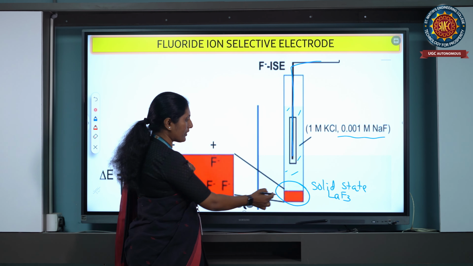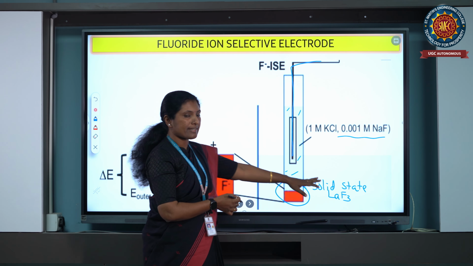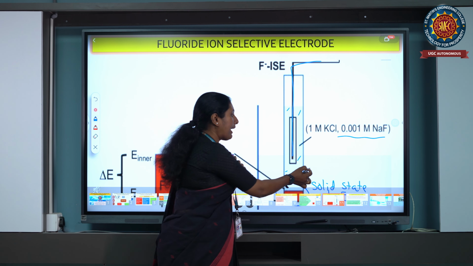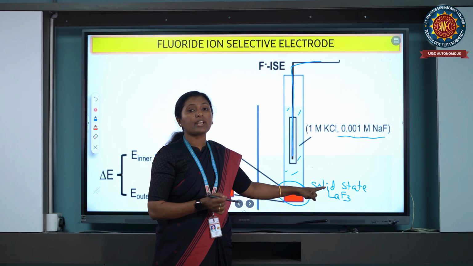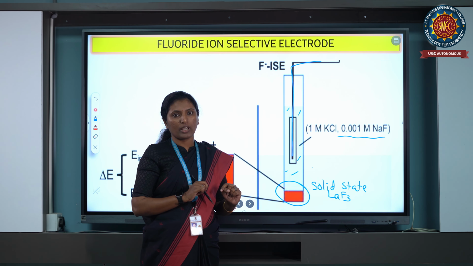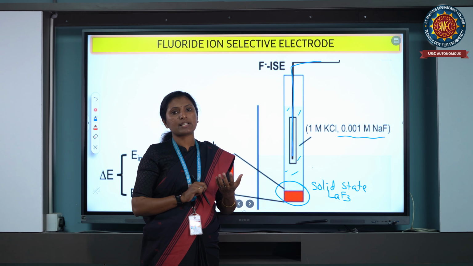Now, you can observe here, I already told you this is a solid state membrane which is made up of LaF3. So this LaF3 is doped with europium. Okay, why is it doped? We already know what is the purpose of doping.